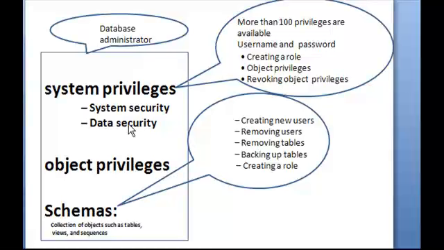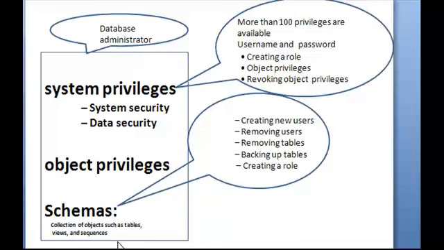The other part is data security. Data security is the portion where you have access to read, to one column, to a table, to a procedure or function; let's say object privileges. So you have some types of object privileges. At the system security level, you allow the user to create what we call a schema. A schema, by the way, is a collection of objects such as tables, views, sequences, and synonyms. All of these are what we call objects.